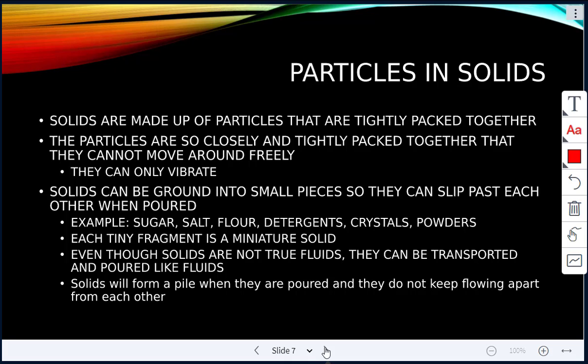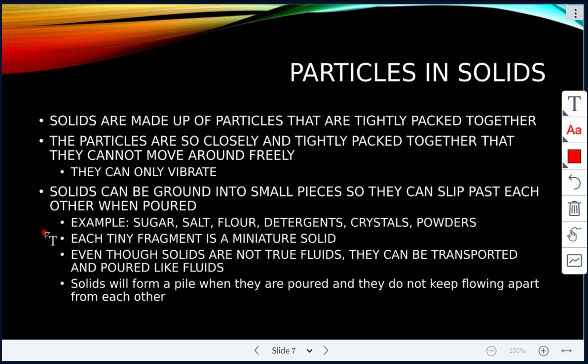All right, so just to sum up for each, the particles in solids are tightly packed together. They cannot move around so freely. They can only vibrate. And you can grind up solids into smaller pieces. That way they can start slipping past each other when poured. For example, sugar, salt, flour, detergents, crystals, and powders. But if you take a look at each tiny fragment, it's still a miniature solid. And they're not true fluids.